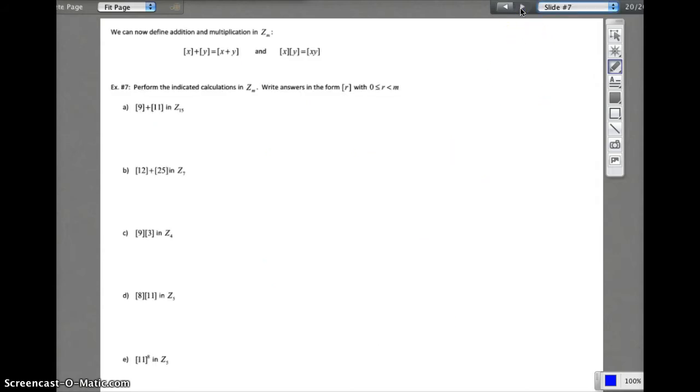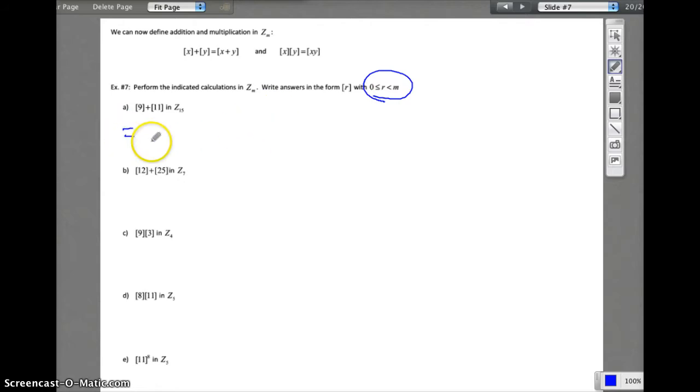So we can define addition and multiplication with our congruence classes in modulo M. When you add two congruence classes together, we'll add those numbers inside, and also with multiplication. So look at how we want to write our answers though. We'll write them as a congruence class, and we want R to be between 0 and M, where M is the mod that we're working with.